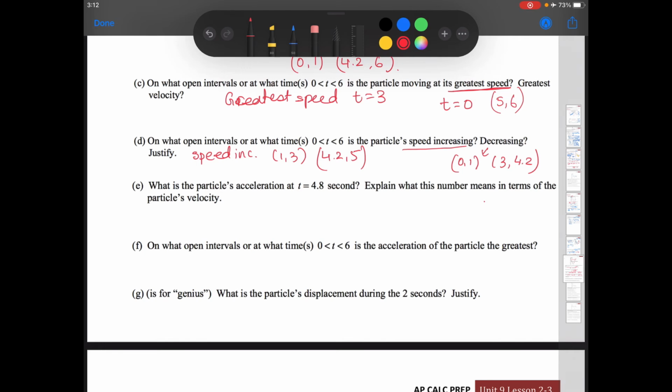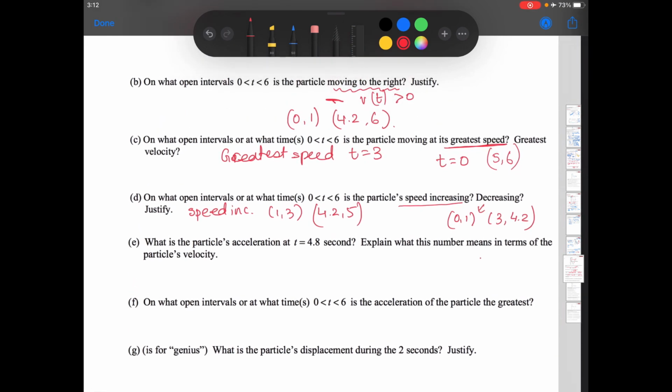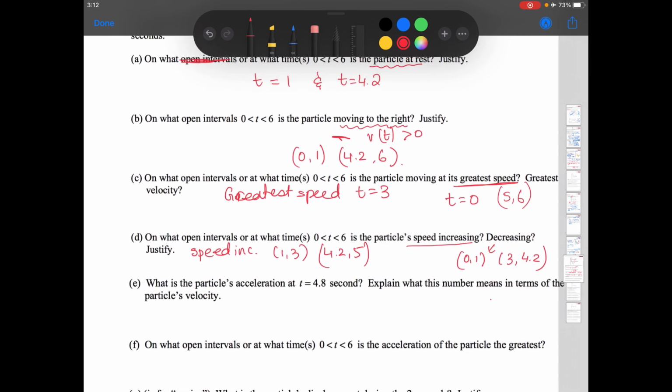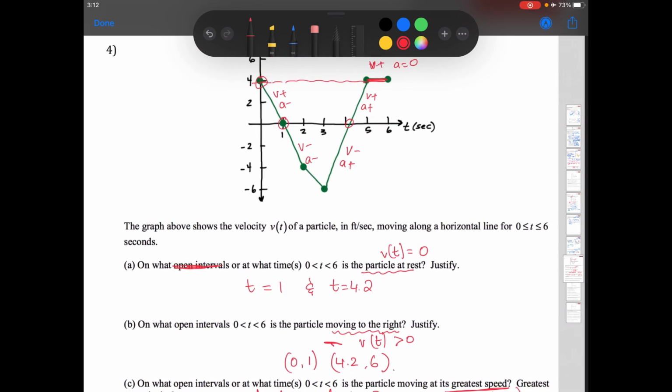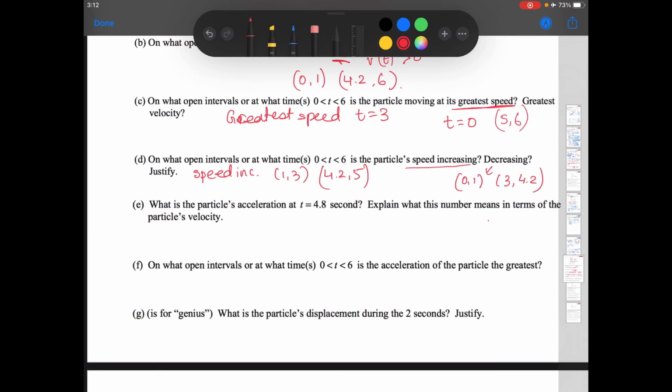Okay. E, what is the particle's acceleration at t equals 4.8? Second, explain what this number means in terms of the particle's velocity. At 4.8, I'm not asking whether it is positive or negative, but I'm asking for the actual numerical value. So how do I do that? Isn't that the average rate of change? If I find the average rate of change of that line segment, can I not find the acceleration at 4.8? So we're going to use our average rate of change.